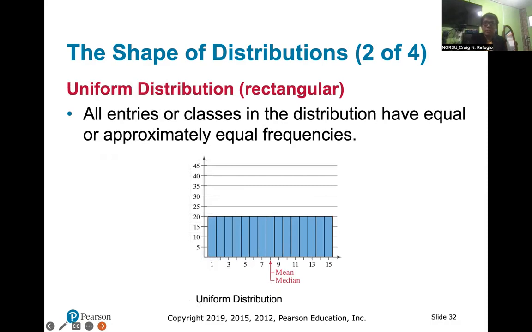Uniform distribution. When we talk about uniform distribution, the heights of the bars are exactly the same. And the mean is equal to the median in this case. All of them have the same heights.